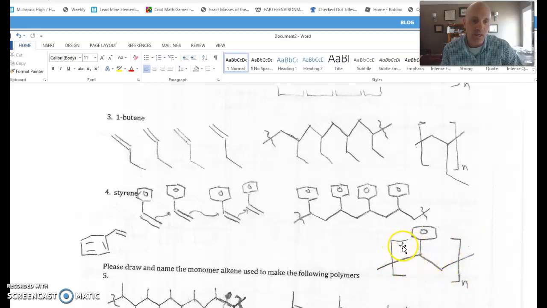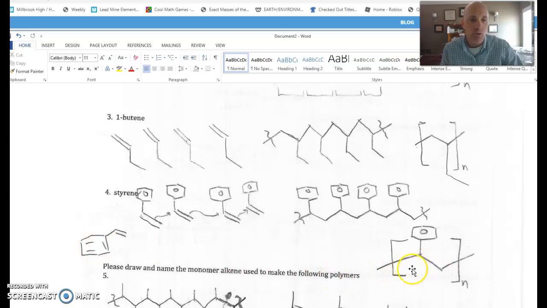Notice that within the square brackets, I have 1, 2, 3, 4, 5, 6, 7, 8 carbons. Within the square brackets, you should have the exact same number of carbons as you do in the monomer, or the starting alkene that went into making it.